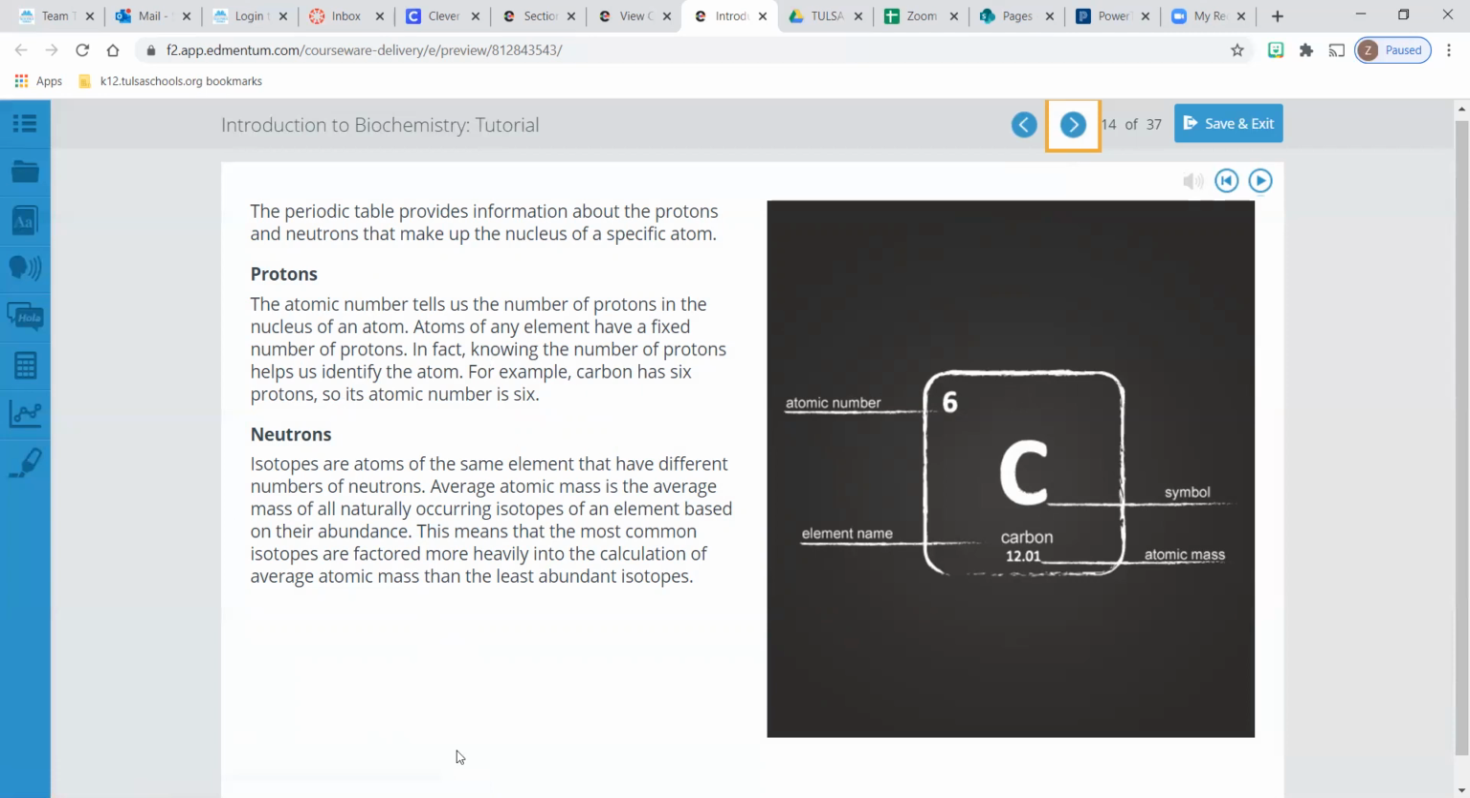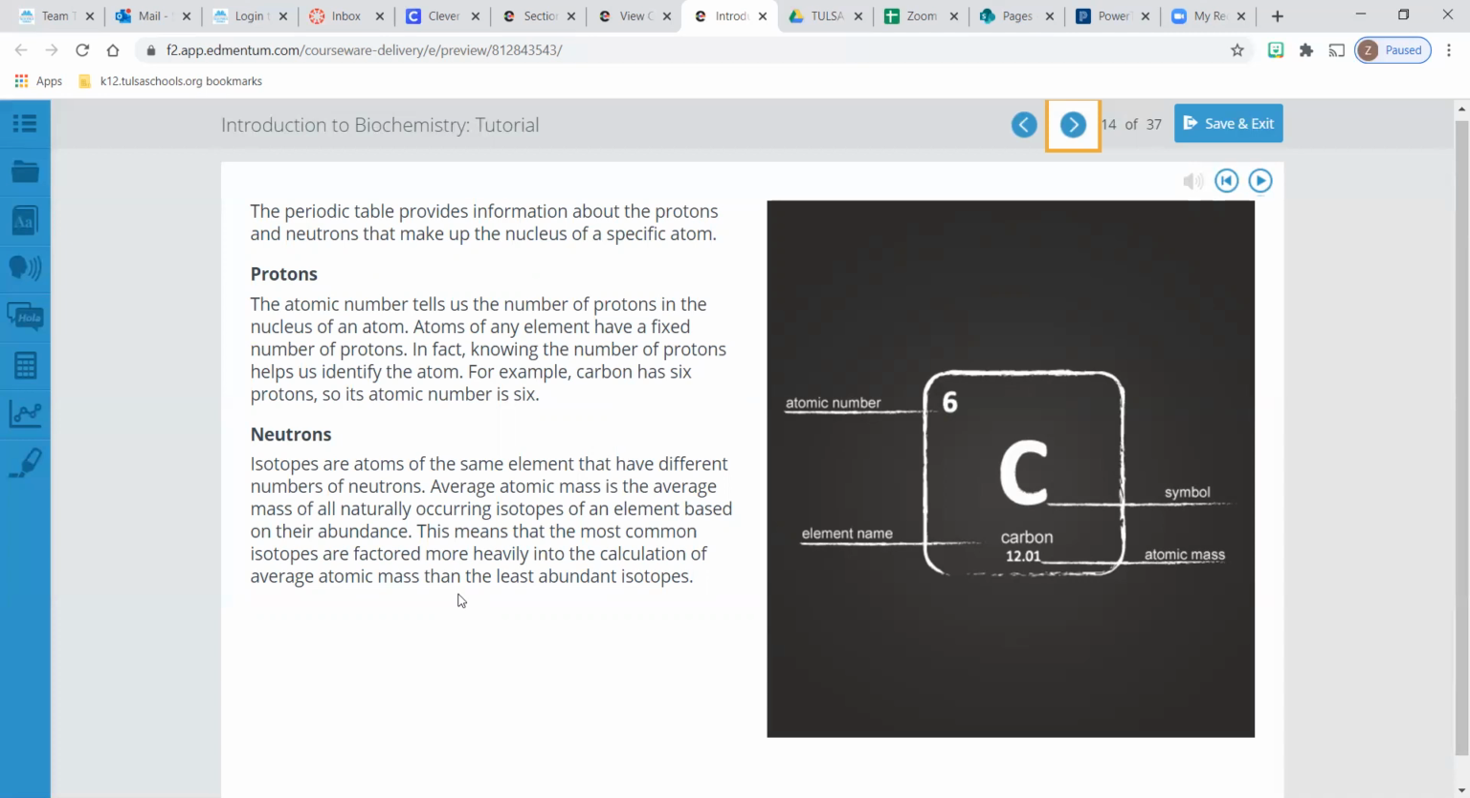Protons: the atomic number tells us the number of protons in the nucleus. Bam. So carbon, 6 protons. Atoms of any element have a fixed number. And that helps us actually identify the atom itself. Carbon has 6 protons, so the atomic number is 6. Neutrons.